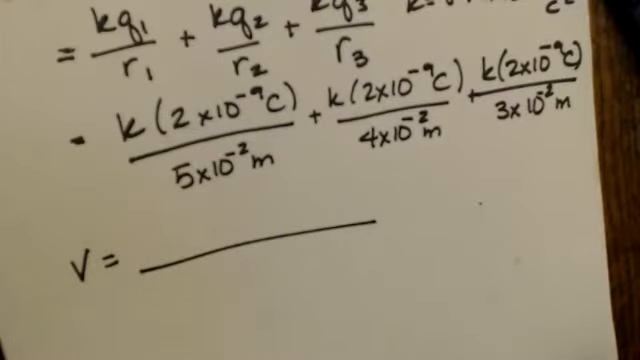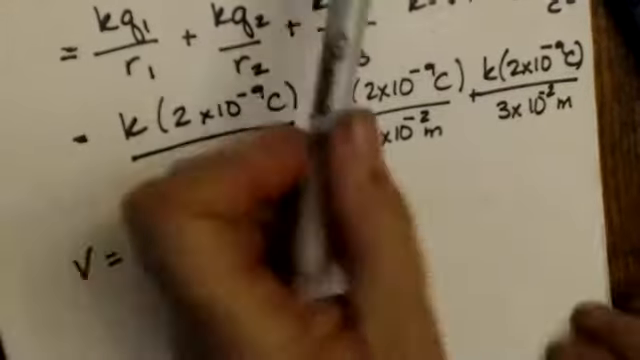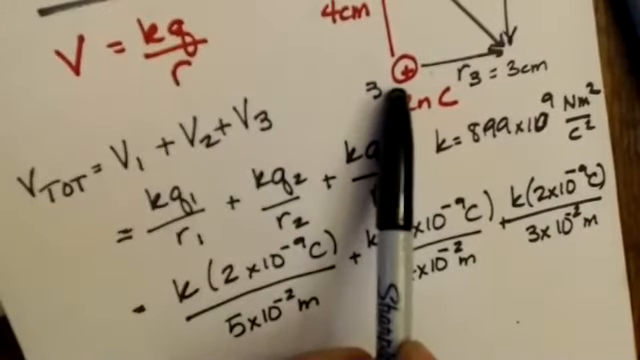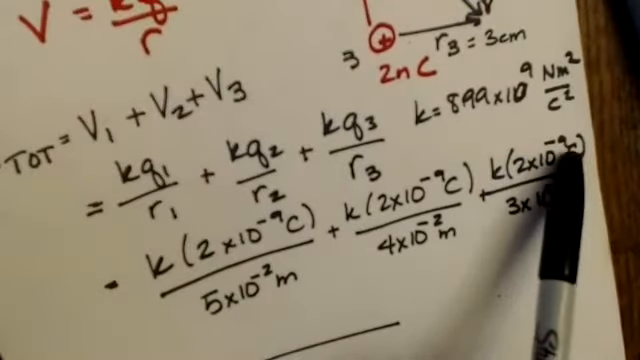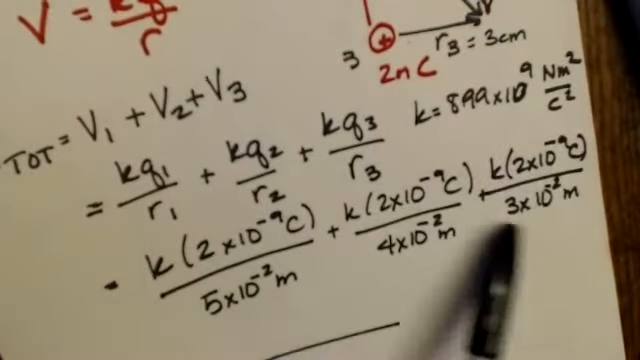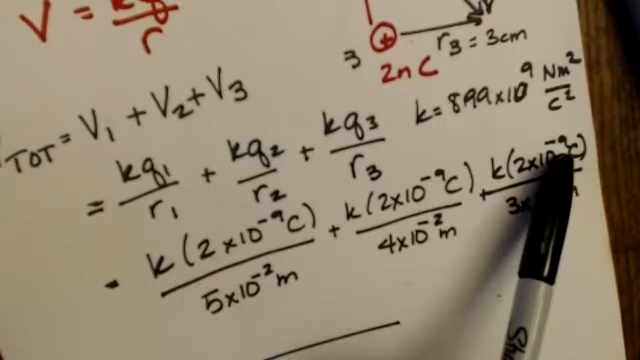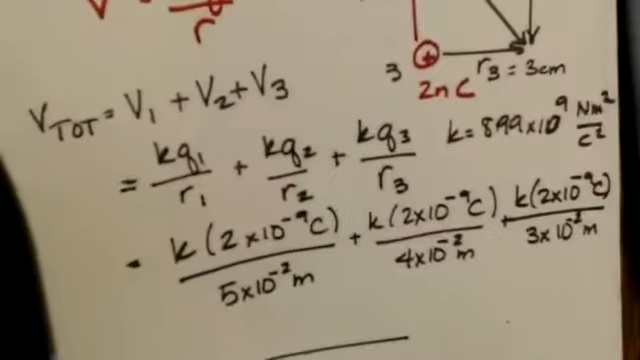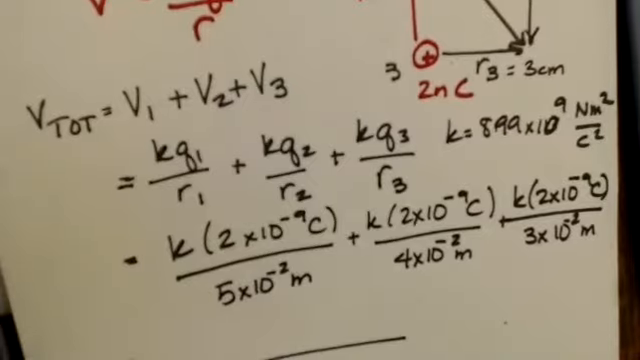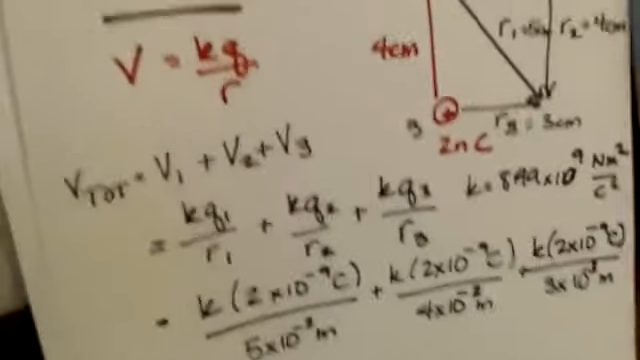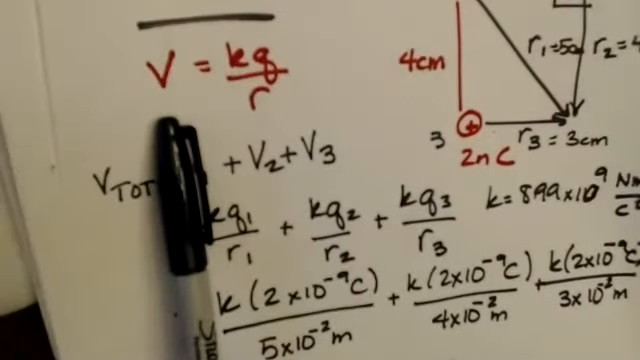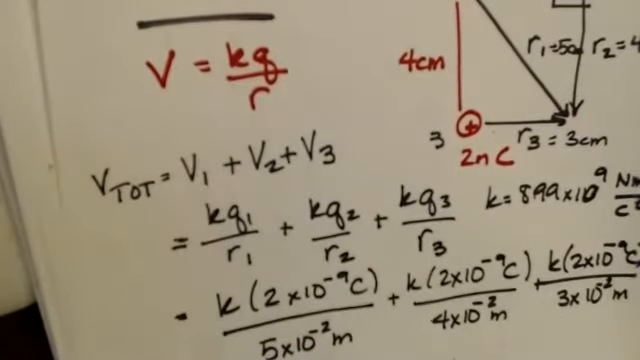Okay, now, the only difference would be, let's say one of these was negative. Let's say number 3 here was negative. So all I would do to change this is I would just put a minus 2 times 10 to the minus 9 coulombs in here. So this term would be negative, okay? So potential is actually easy to calculate if you remember that it's a scalar and you remember the formula for the point charge potential, which is right there. So you just add them up.